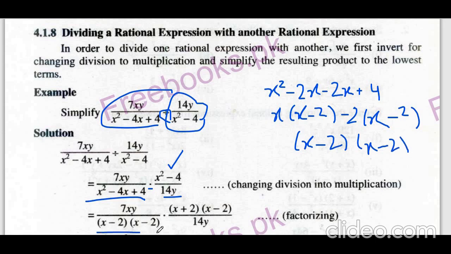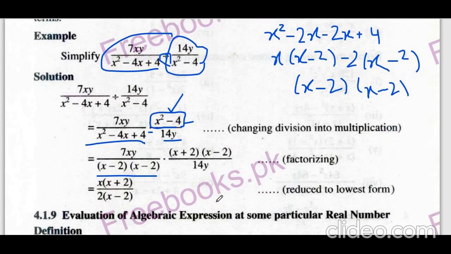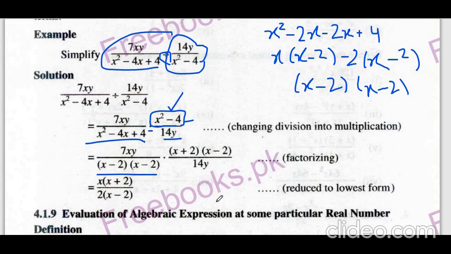Here we have the multiplication sign and x square minus 2 square. The formula is used again: x square minus 2 square is (x plus 2)(x minus 2). Just change division into multiplication and factorize the rest of the expression. Now factorize and cancel the same terms.